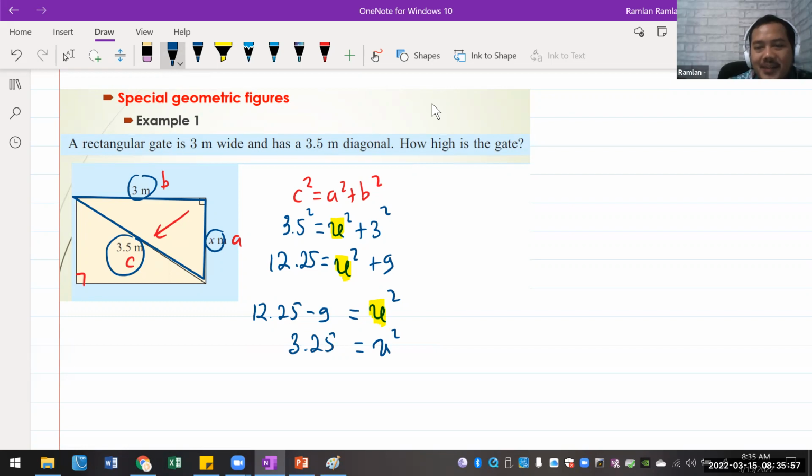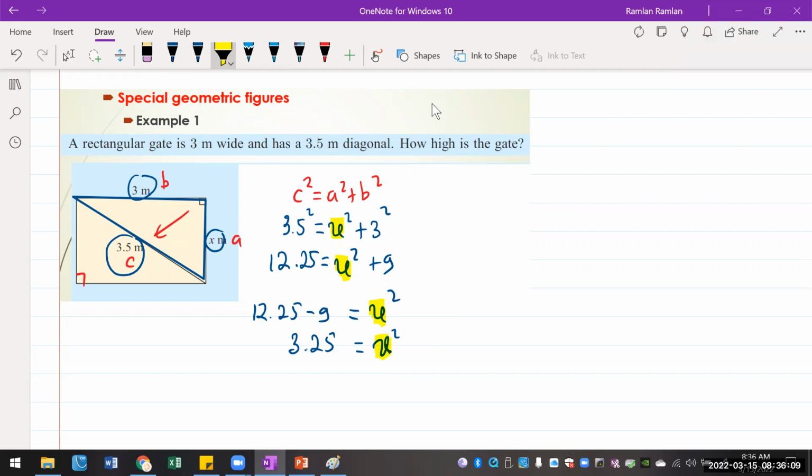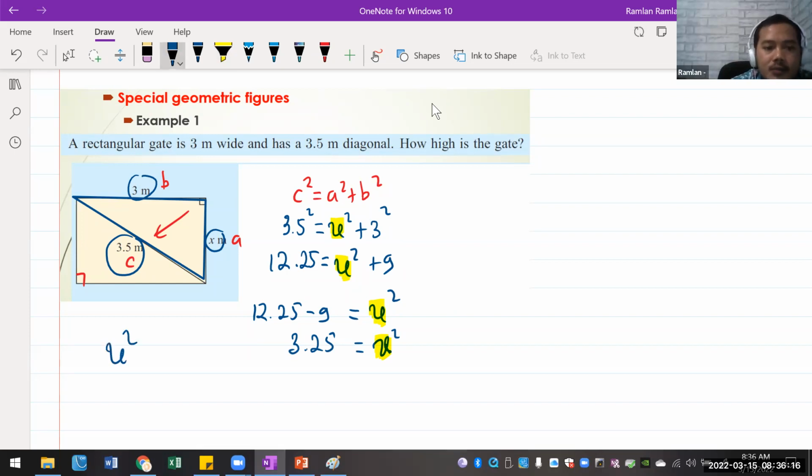Next one, Darren, maybe. Darren, what do you think we should do here to find x? It's not alone yet because we still have that square. Make it into a square root. Yes, okay. If I have x squared and take the square root, the square root and the square cancel each other, so this equals x. That will be the square root of 3.25 equals x.